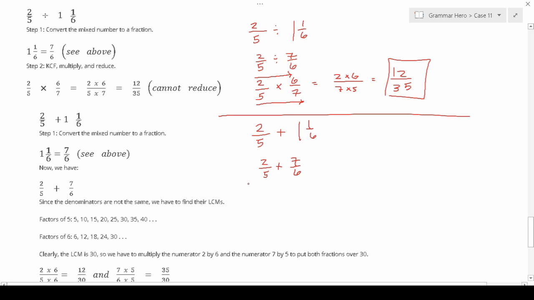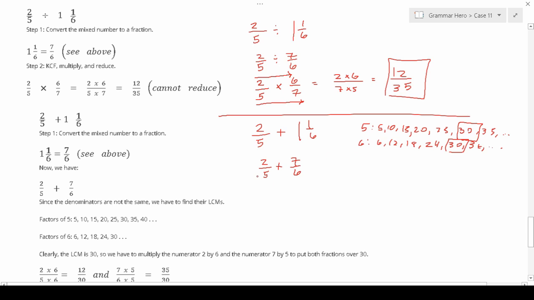Again, we need to find a common multiple over which we can put both of these fractions. So the multiples of 5 are 5, 10, 15, 20, 25, 30, 35. Multiples of 6 are 6, 12, 18, 24, 30, 36, and so on. Do we have a common multiple? We do. 30 and 30. So let's put both of these over 30 and then work it out accordingly.